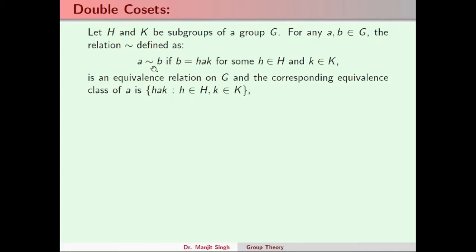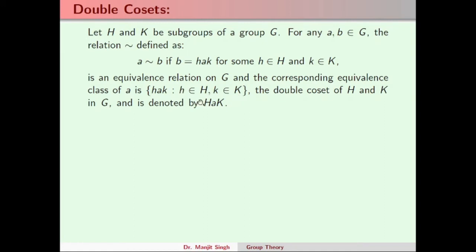So this relation can be verified as an equivalence relation, and the corresponding equivalence class is denoted by HAK, and we call it the double coset of H and K in G. So we can see that there is an action of elements of K on the right cosets of H, and an action of H on left cosets of K. If we combine these actions together, then we have this type of equivalence classes.